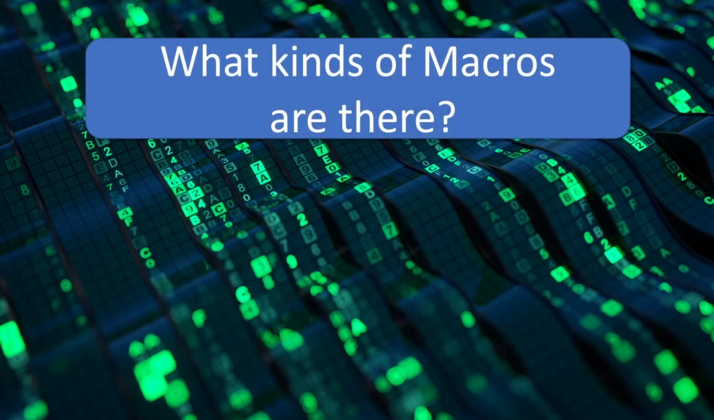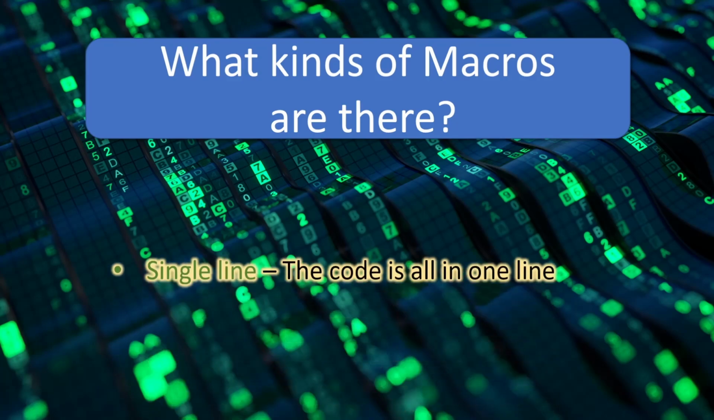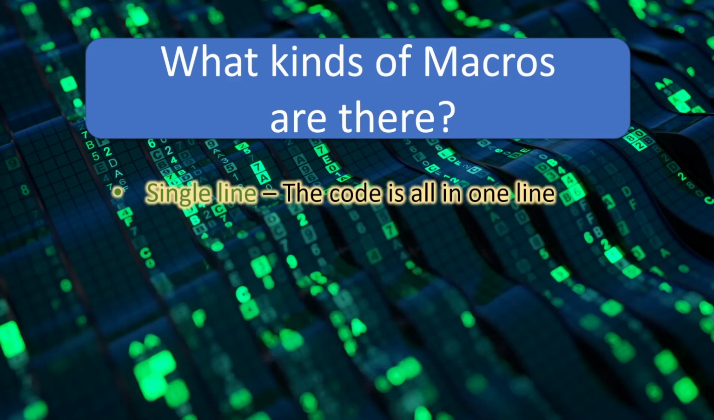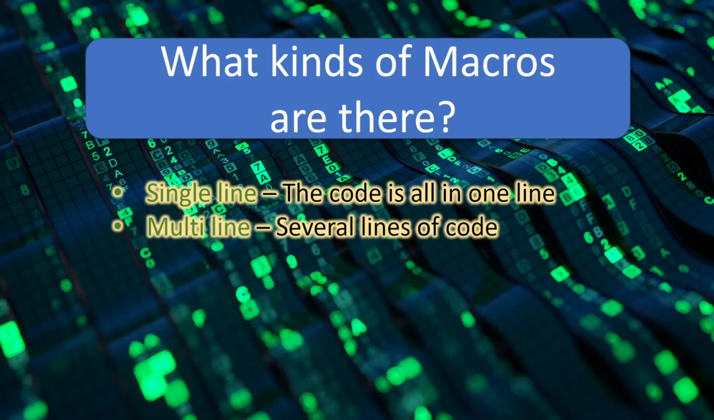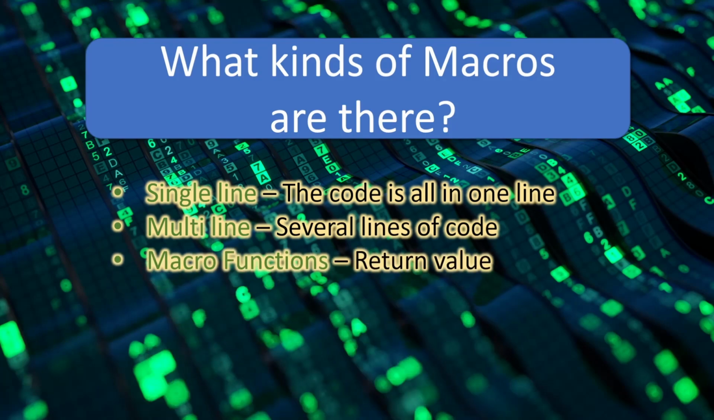So what kind of macros are there? We have single line, where your code is all in a line. Multi-line, where the macro contains several lines of code. Macro functions, where the macro returns a value. In this video, we're going to cover both the single line and multi-line macros, and save the macro function till the next video.